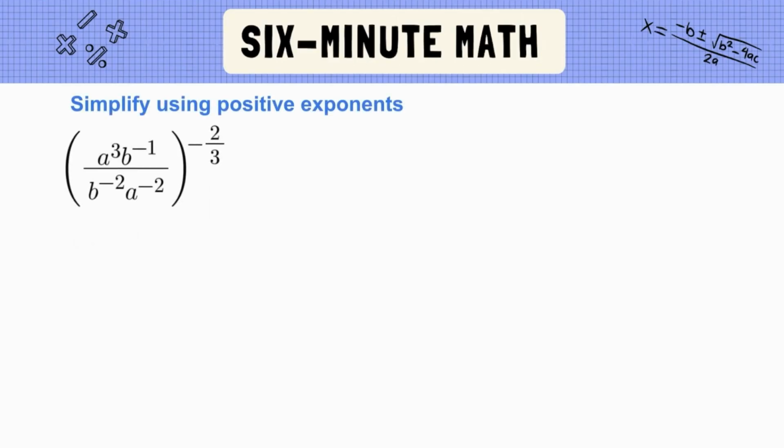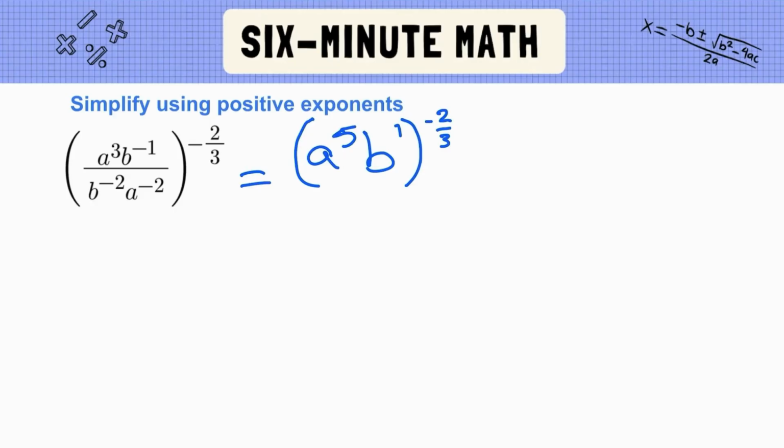Let's look at our next example. I'm going to simplify my brackets first. We have to be a little careful as the powers with the same base are not lined up, but it doesn't change our process. So we have a cubed and a to the negative 2. 3 minus negative 2 would be a to the 5. And then negative 1 minus negative 2 would be b to the 1. And all of that would have a power of negative 2/3.